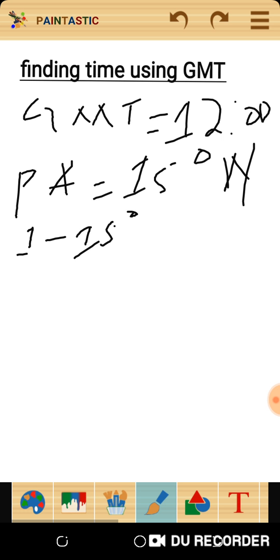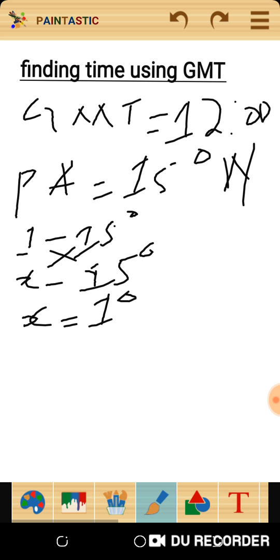Then since you are trying to calculate the number of hours of these 15 degrees of place A, we can say 15 degrees is equal to x. So here x will be equal to 1 hour. So this 1 hour, you must know, are you going to add it to GMT or are you going to subtract it? I've said that all the places that are on the west side are not ahead of GMT, so it means they are behind GMT. So this 1 hour, I'm going to subtract from GMT.